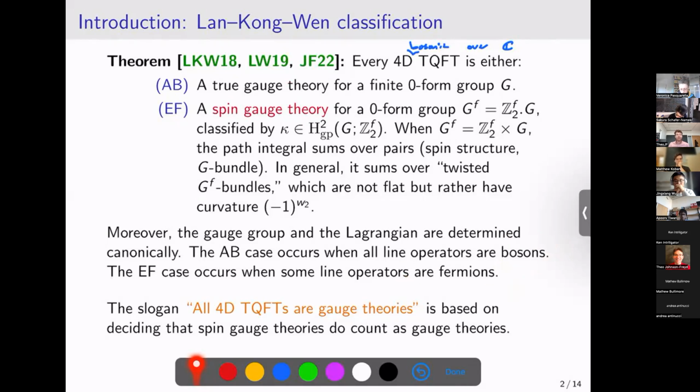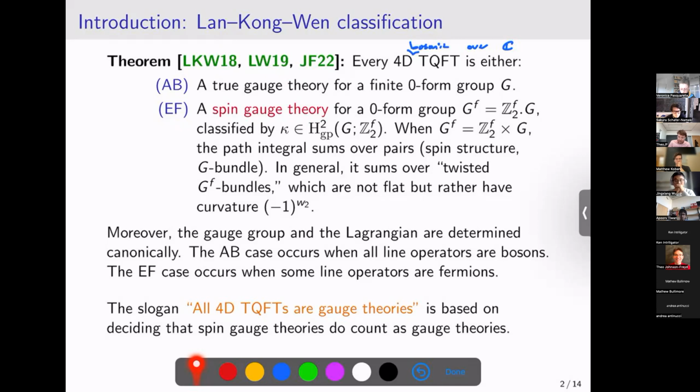And I want to distinguish this. This is not to say that it's a fermionic TQFT. It's not a super TQFT. It's a bosonic TQFT. It's something where the Hilbert spaces are just bosonic vector spaces. It lives on oriented manifolds. You can still have fermionic lines in a bosonic TQFT. You can have line operators which braid with themselves for a sign.